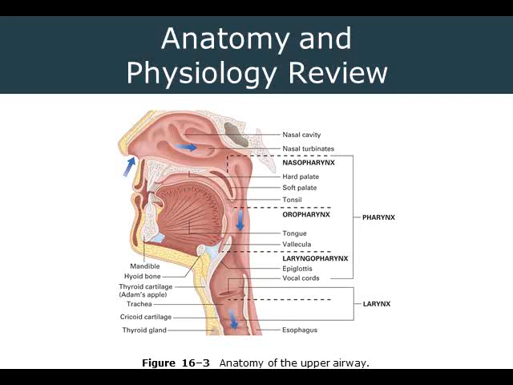The vallecula, this is not something you probably are going to use much, but the vallecula is the space between the tongue and the epiglottis. When paramedics intubate with a certain type of blade, they use the vallecula as a landmark.